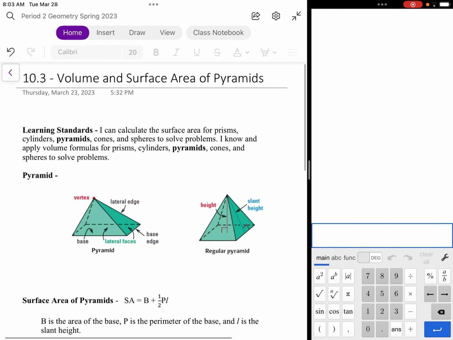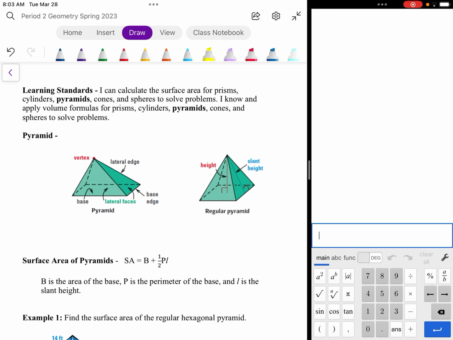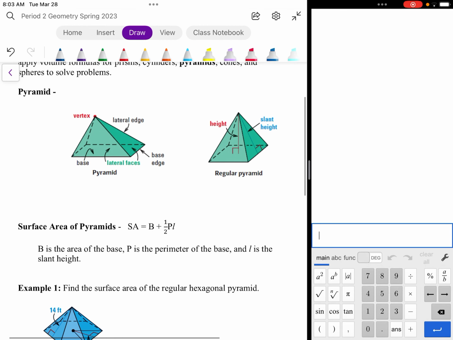Hello, section 10.3 is on the volume and surface area of pyramids. So our goal is to calculate the volume and the surface area of a pyramid and then solve problems using that information. For a pyramid, it's going to have a base that can be any shape. It can be a square, it can be a pentagon, a hexagon. As long as it's not round, it's going to be a pyramid. So I guess it can't be a circle.